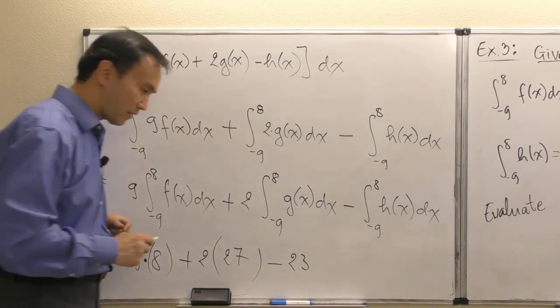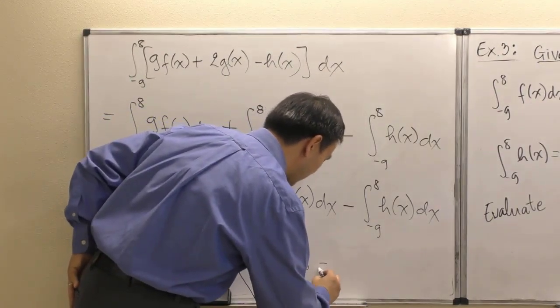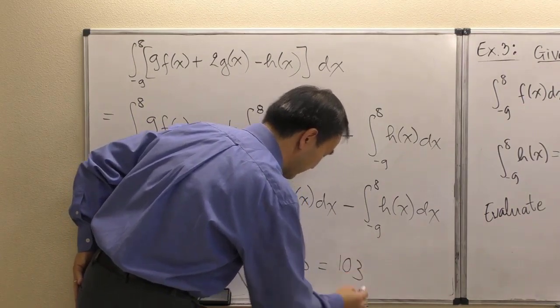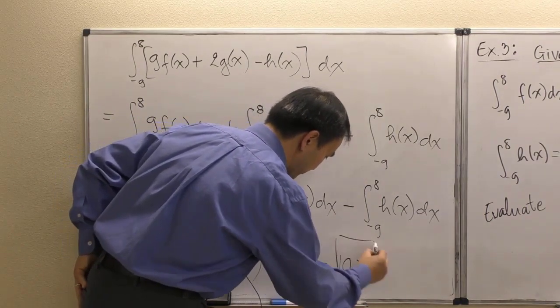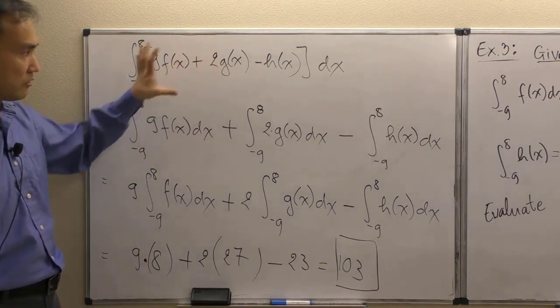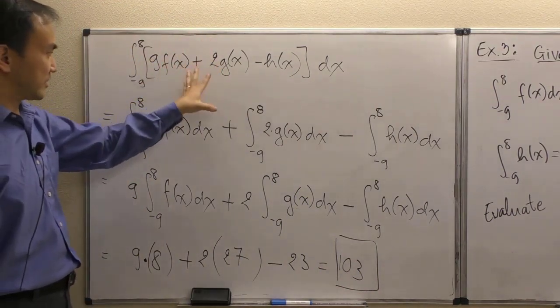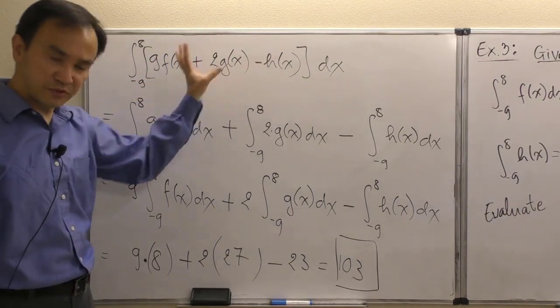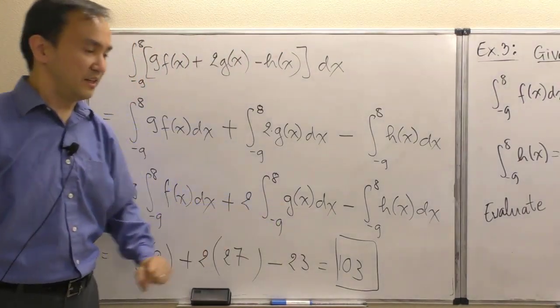All right, so now the answer comes out to 103 according to my calculation. So now we have found the answer: this integral that broke down as a sum and difference with three terms came out to a final answer of 103.